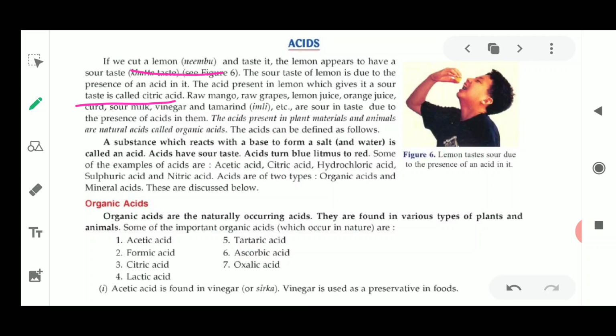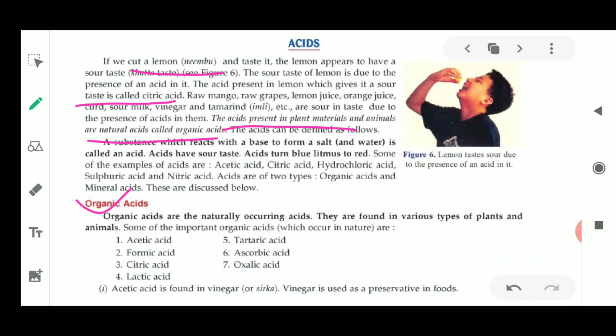Now acids are of different types. They contain different types of acids. Acids present in plant material and animal material are naturally obtained and are known as organic acids. So there are two types of acids, and the first type we have studied is organic acid. The taste we were obtaining was from natural substances, which is why they are known as organic acids.